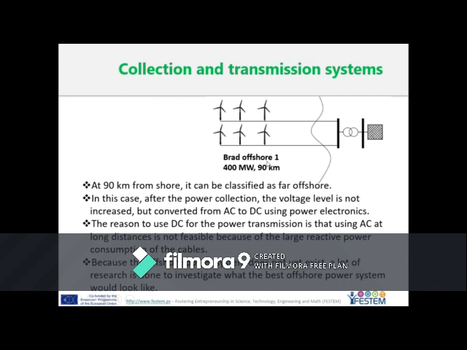Brad's offshore produces 400 megawatts and it's 90 kilometers away from the shore. It can be classified as far offshore. In this case, after the power collection, the voltage level is not increased but converted from AC to DC using power electronics. The reason to use DC for power transmission is that using AC at long distance is not feasible because of the large reactive power consumption of the cables.